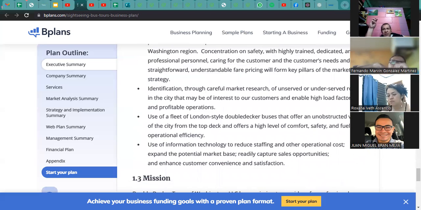And the last one, use of information technology to reduce staffing and other operational costs, expand the potential market base, capture sales opportunities, and enhance customer convenience and satisfaction. Perfect. What do you get in this one?